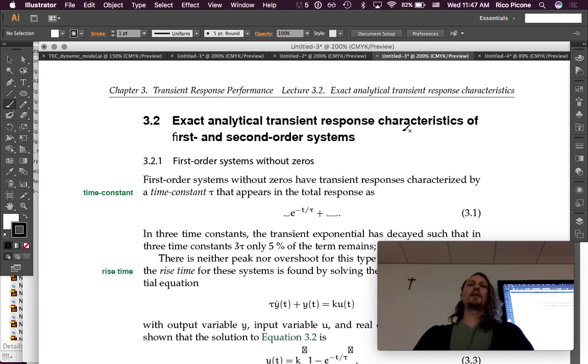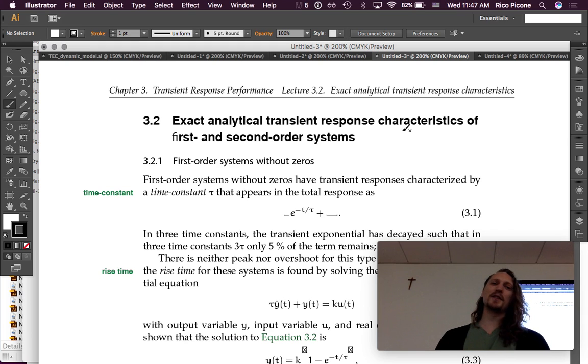Exact analytical transient response characteristics for first and second order systems is the topic of this lecture. We can figure out analytically what each of these values is for first and second order systems. We could do it analytically for other systems, but it will become very tiresome, and we will stop. So just these. First order systems without zeros.